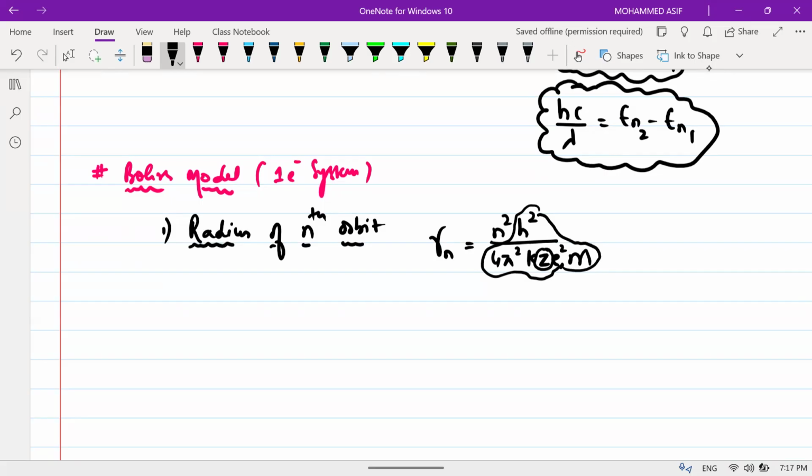So if I simplify that value, we are getting the radius of the nth orbit equals the very famous 0.529 or 0.53 into n square divided by z. Unit is angstroms. This formula you need to remember.